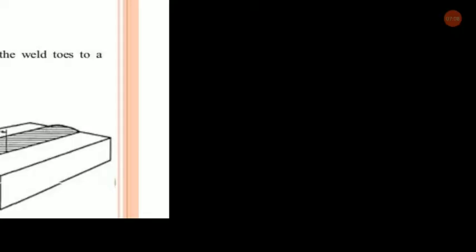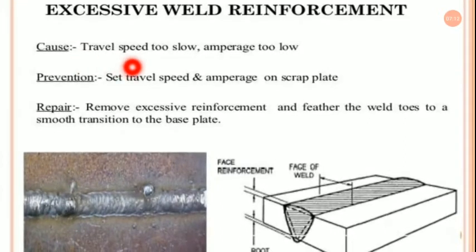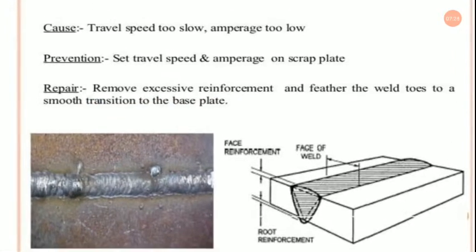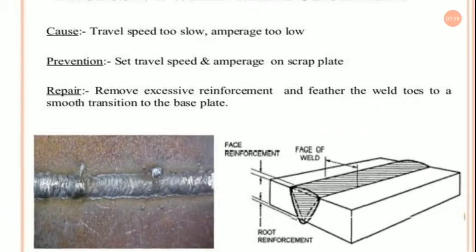So excessive weld reinforcement is caused by travel speed too low, amperage too low. Prevention is set travel speed and amperage on scrap plate. For repair, we have to remove excessive reinforcement and feather the weld toes to a smooth transition to the base plate.